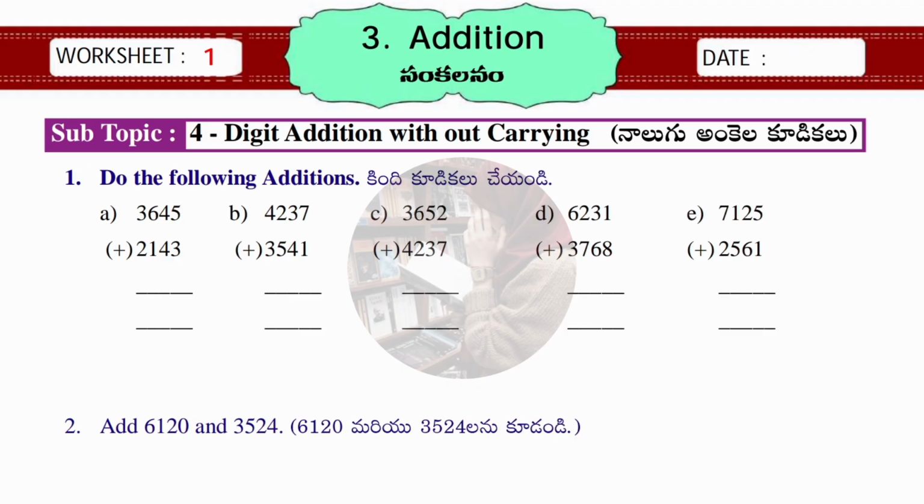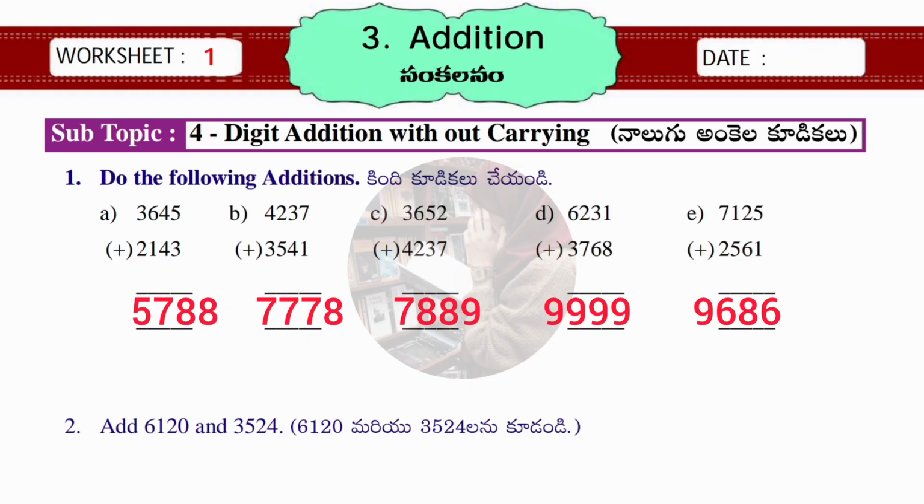Okay, so first question. In that first question, 3645 plus 2143. You'll get the answer as 5788. How? Firstly, you have to add the ones digit numbers, then go for the tens digit number, then hundreds digit number, then thousand digit number. In this way you have to go. Then only you will get the correct answers. Let's see. 5 plus 3 is 8. Then 4 plus 4 is 8. Then 6 plus 1 is 7. Then 3 plus 2 is 5. Understood? Like that.